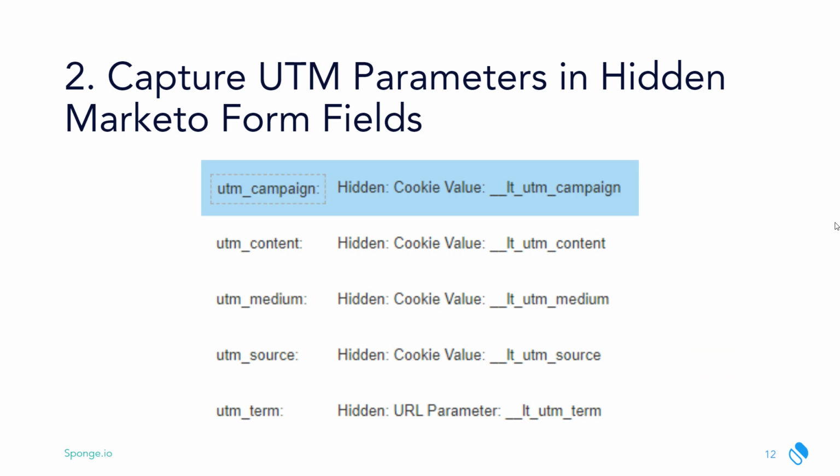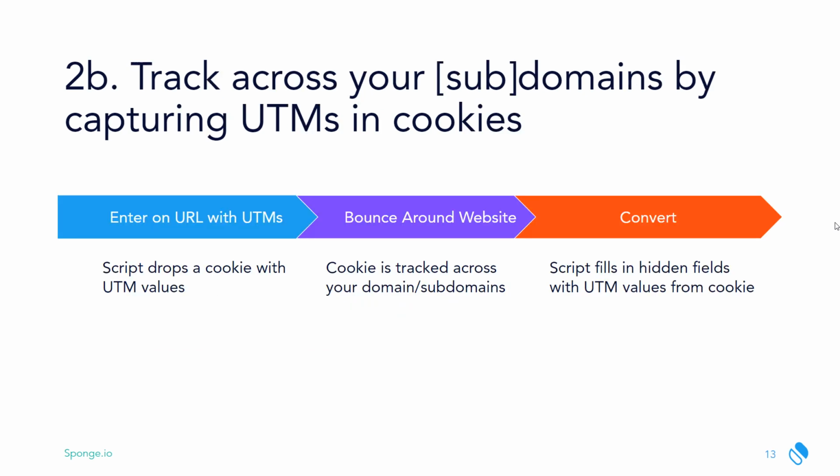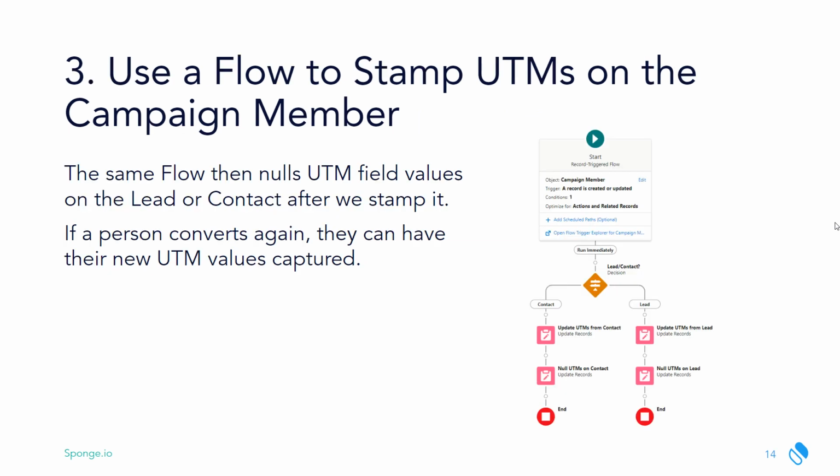And then there's a couple different ways to actually capture it in a form field. You can do it from a cookie or directly from URL parameters. But that doesn't necessarily work across all of your subdomains or as people are browsing around the website. So usually we will recommend using a script where somebody comes to the website with UTMs, script drops a cookie where we store those UTMs, that follows you around until you actually come to a form that you submit, and that same script will fill in the hidden fields from your cookie value.